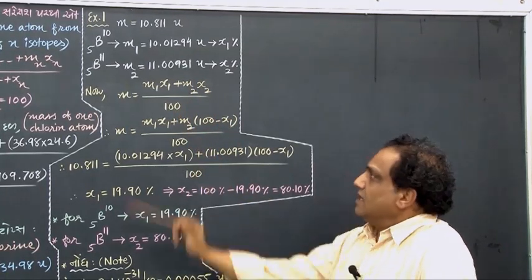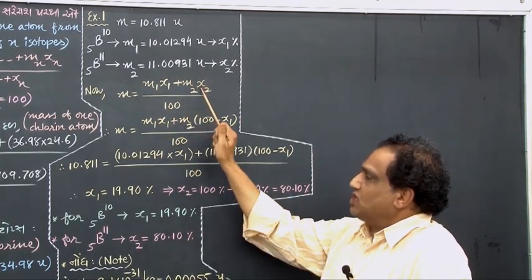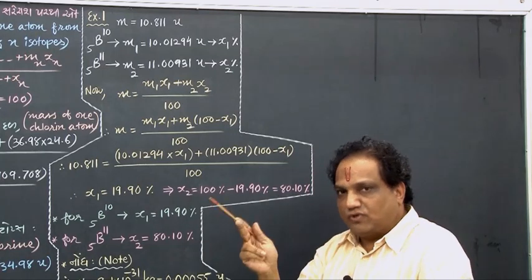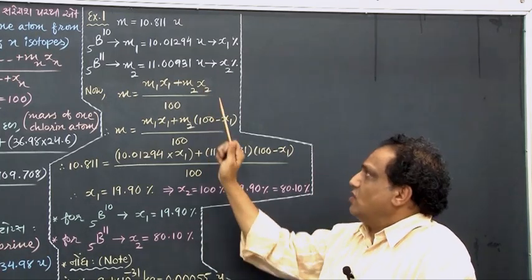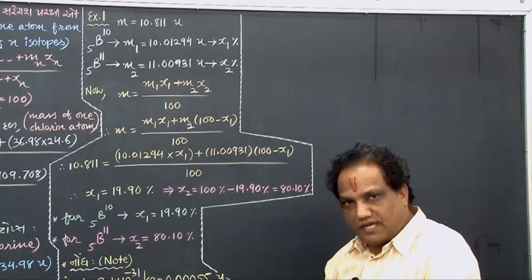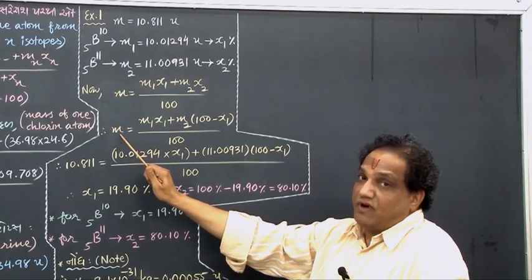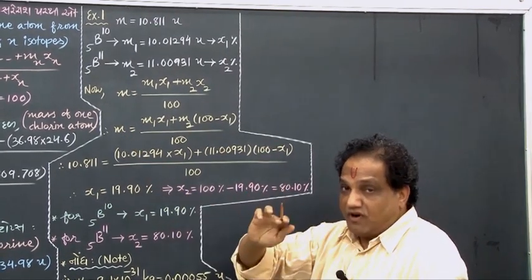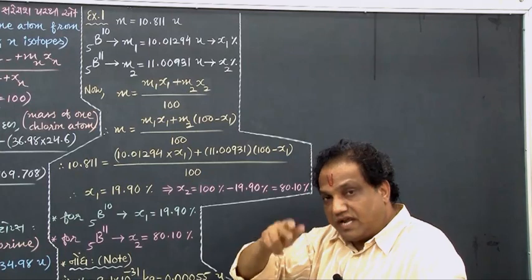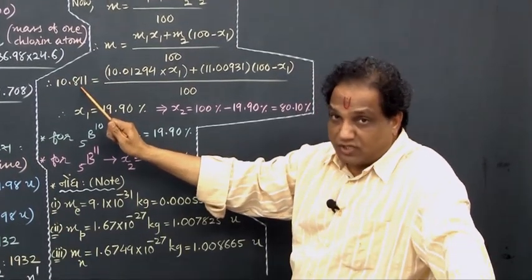Okay, fine. Now tell me, m1 x1 as it is, m2 as it is, but what about x2? Because x1 plus x2 equals 100, x2 will be 100 minus x1. Correct? Now, this is the mass of one boron atom which they found out by weighted average, and that mass they have given as 10.811 atomic mass unit.